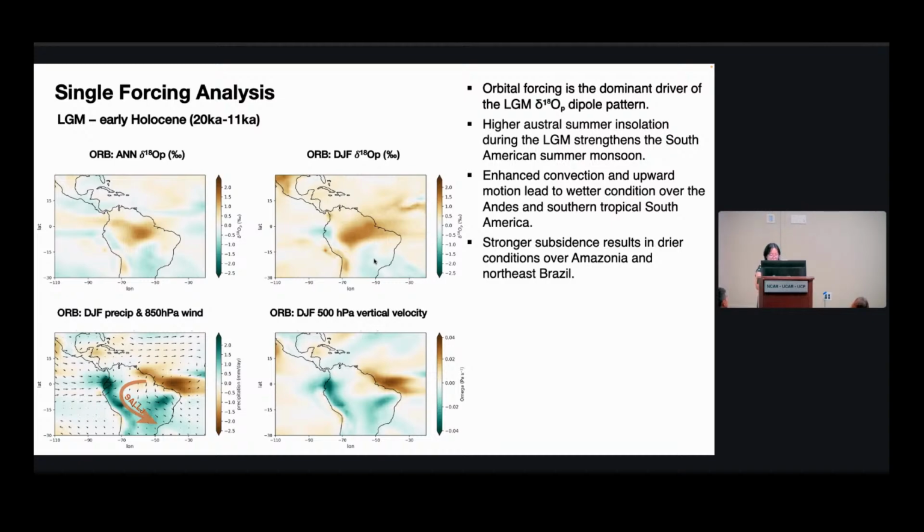orbital forcing. As we can see, there is increased precipitation over the western Amazon, tropical Andes, and also southeast Brazil. And we see a strong South American low-level jet, and weaker precipitation along with weaker convection over northeast Brazil and also the central and eastern Amazon. So this is consistent with previous studies showing the role of the change in the South American summer monsoon, and how that impacts the precipitation pattern.